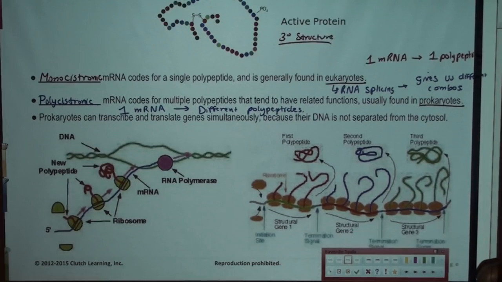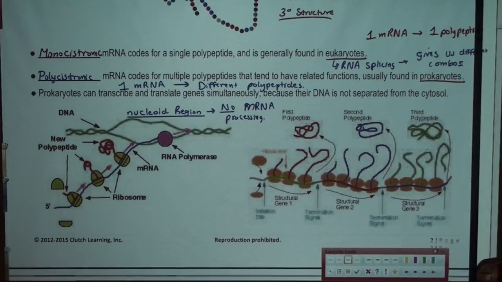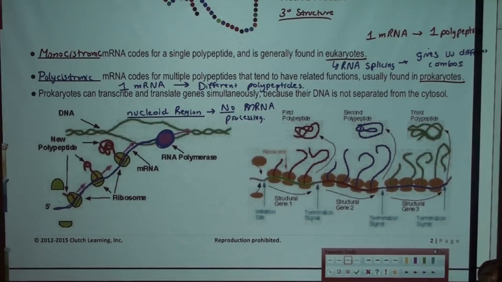Another major difference is that prokaryotes transcribe and translate genes simultaneously. That's because they don't have a nucleus. What they have instead is a nucleoid region. So there is no RNA processing, no mRNA processing. What happens is your RNA polymerase starts to transcribe the DNA to make mRNA, and immediately that mRNA gets threaded through ribosomes. And the ribosomes automatically start to make proteins. So there's no time to process the mRNA being created. As soon as it's made, it goes right into a ribosome and you start to make protein.